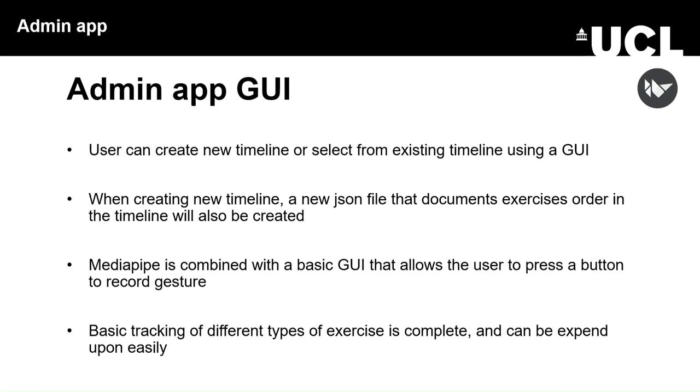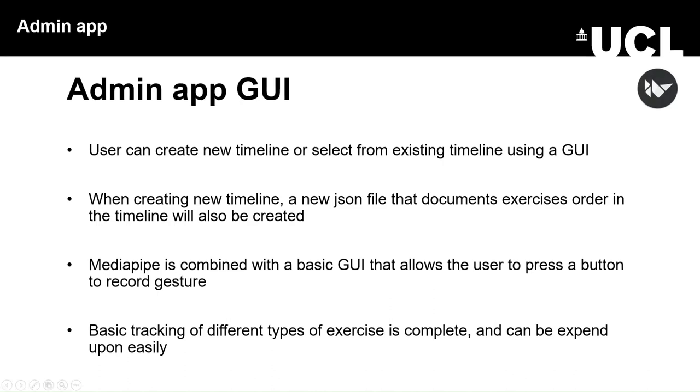The GUI will aid the user to create a new timeline or select from existing timelines so that they can edit said timelines. We have considered UI and UX design principles while designing the UI to aid the creation of user-friendly and easy-to-navigate user interfaces, as this will determine how well the users will interact with the app. As soon as a new timeline is created, a JSON file will also be created, and this JSON file will contain a link to the video of the exercise and the order of the exercise.